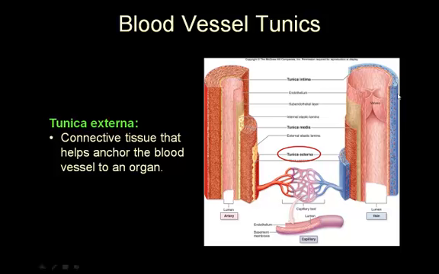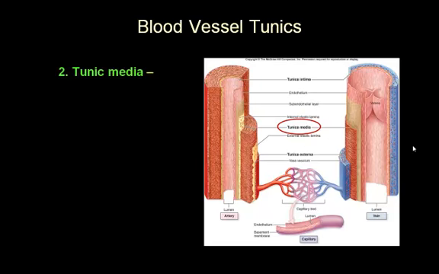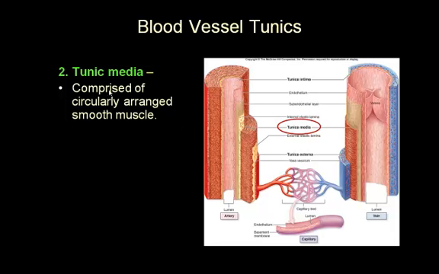Blood vessels have three different layers or tunics, much like we saw with three different layers of the heart tissue. The outer layer, or the tunica externa, consists of connective tissue that mostly helps anchor the blood vessel to organs throughout the body. The middle layer then is the tunica media. Again, you can see this layer is mostly comprised of circularly arranged smooth muscle, much like we saw a smooth muscle layer in the middle layer of the heart.